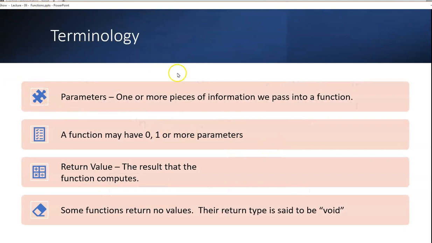Now, what are these terminologies? Parameters are one or more pieces of information we pass into a function. These can be literals, and they can be variables or constants. A function can have 0, 1, or more parameters. There should be a reasonable limit to how many you have, but there's no fixed limit. Return value is the result that the function computes. Some functions return no values and are said to have a return type of void.